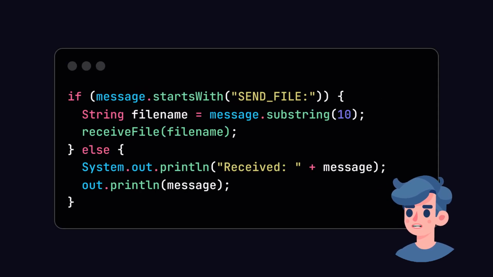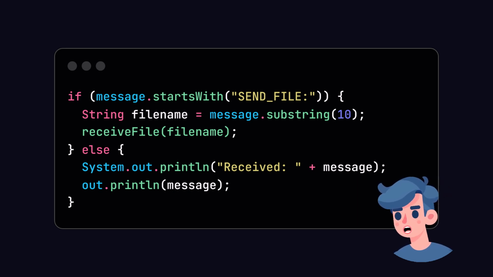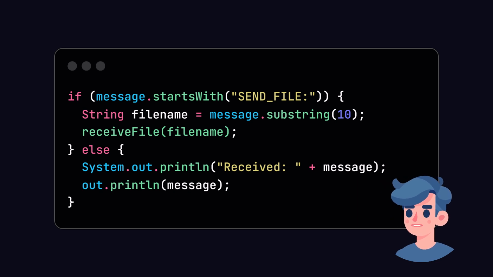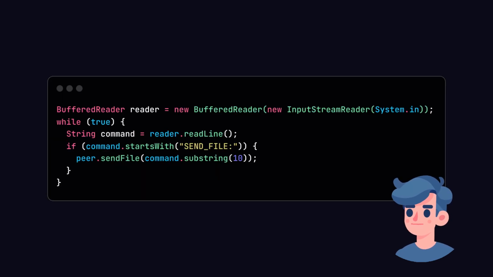Now, we can expand our command handling logic to support file sending and receiving. Let's modify the existing code in our ClientHandler to listen for file sending commands as well. Next, in the main method of the Peer class, we can add command line input handling for users to send files using the command send_file filename. This will allow a user to initiate a file transfer with the specified filename.